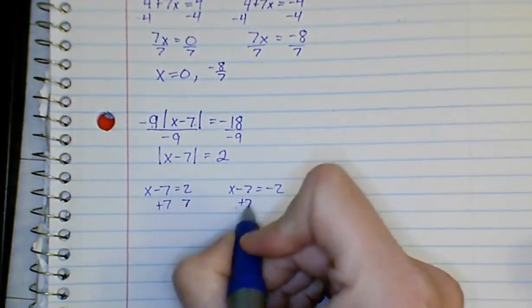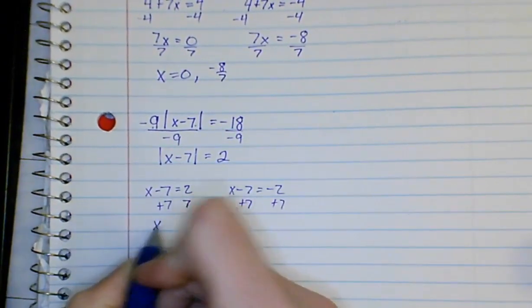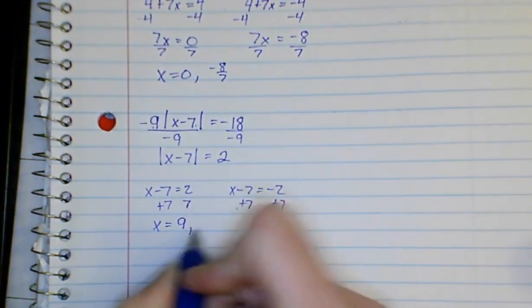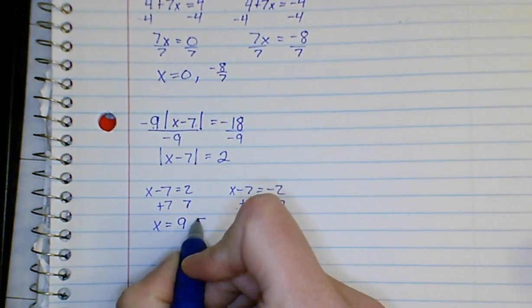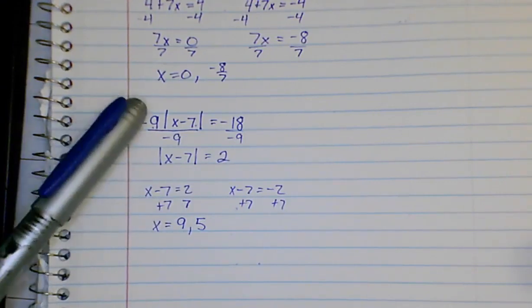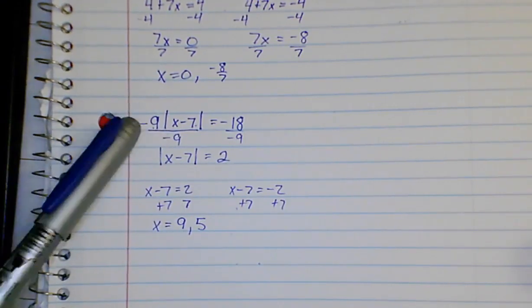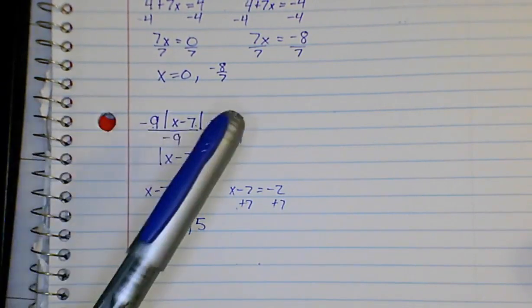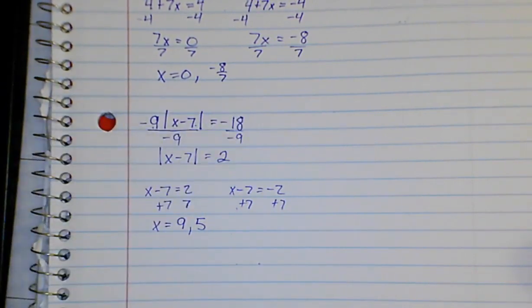Add 7 to both of those. X equals 9 and x equals 5. So no matter if you put a 9 or a 5 in there, you will get a positive 2, which in turn you'll be multiplying by negative 9, which will equal the negative 18.